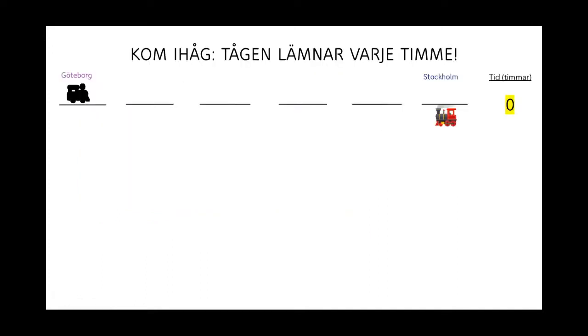Let's break this down frame by frame. On the left, we have our Gothenburg train station, and on the right, we have our train station in Stockholm. And beside that, we're going to record how long we've traveled. So we begin when a train from Stockholm leaves and a train from Gothenburg leaves. And so that is our first hour.